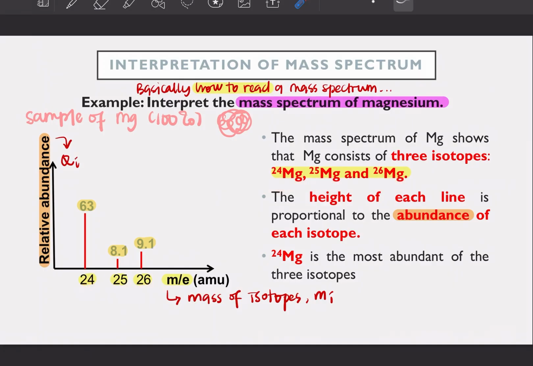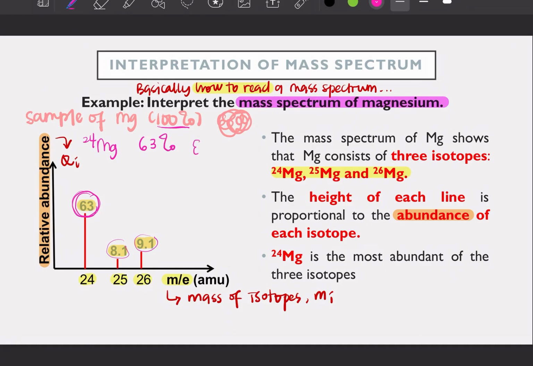Okay, kita dah dapat dia punya data lah. Okay, so the height of each line is proportional to the abundance of each isotope. So abundance tu maksudnya berapa banyak awak punya isotope tu ada dalam sample of magnesium yang awak masukkan dalam mass spectrometer tadi. Okay, so awak masukkan 100% of your magnesium. Okay, and then awak dah find out that magnesium 24, okay, magnesium 24 dia ada 63. So 63%, okay. Let's say kalau awak campur ni semua, awak dapat 100% tau. So maksudnya ini actually 63% lah. So magnesium 24 you have 63%.